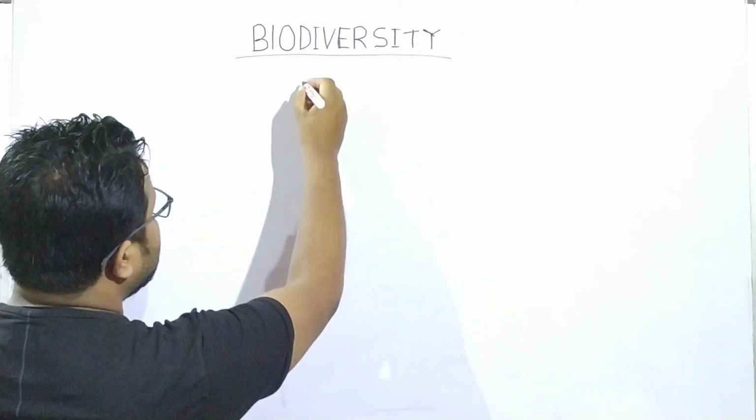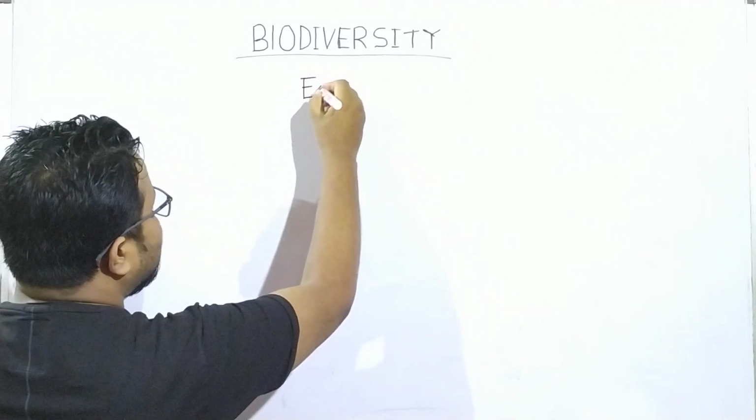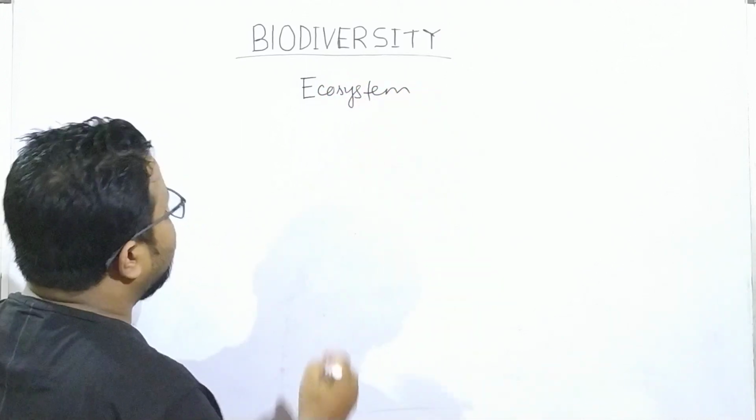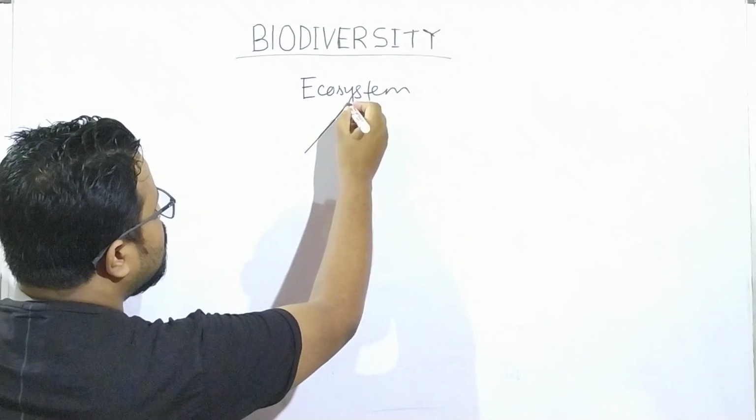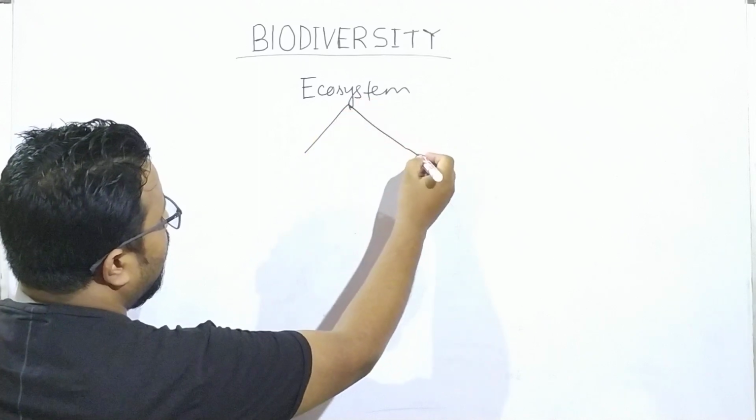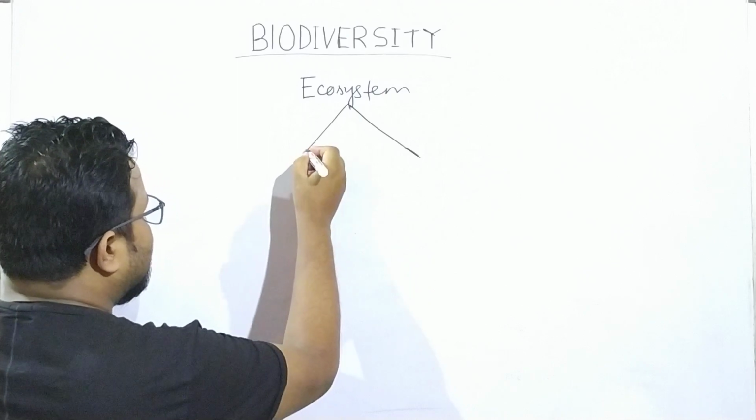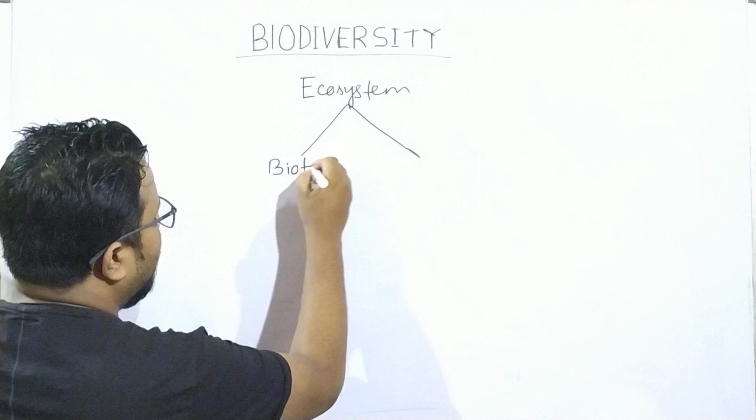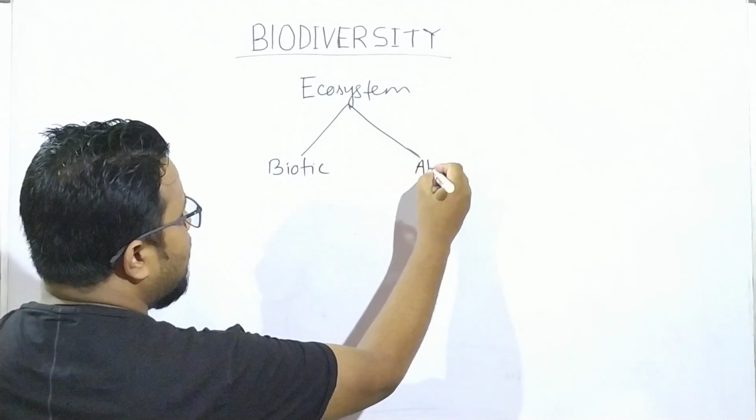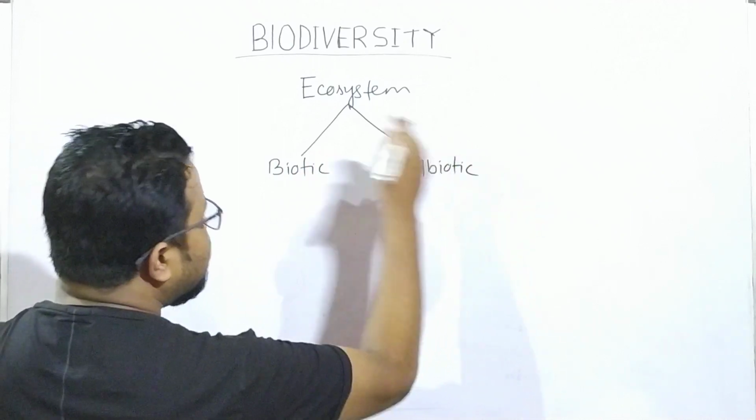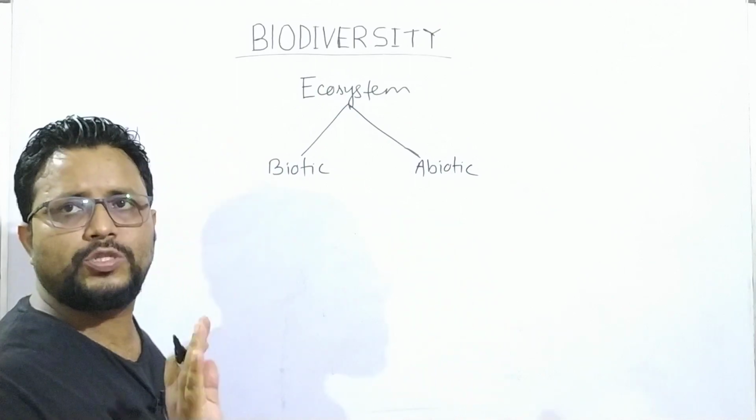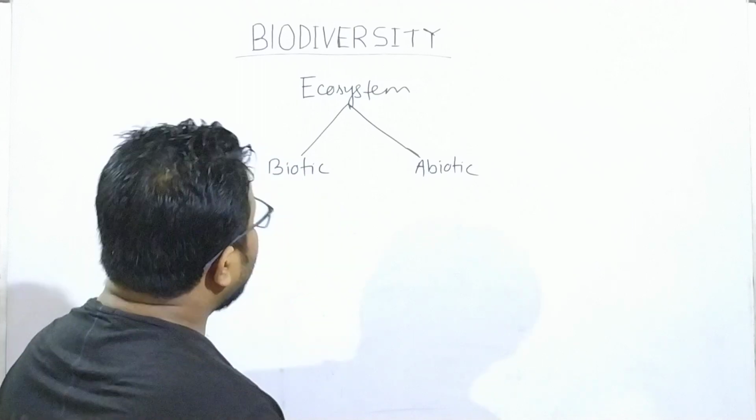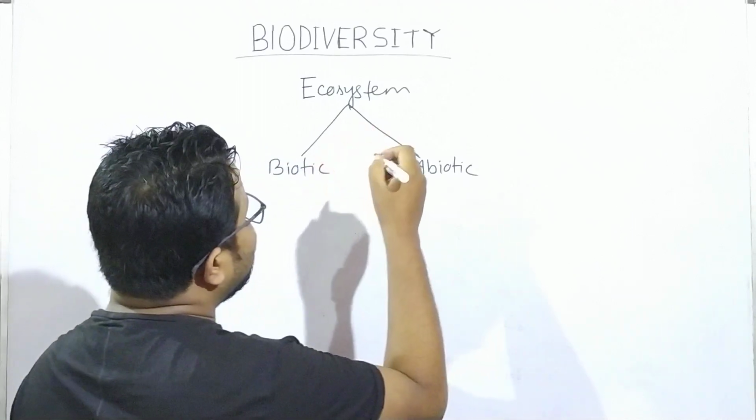Now, what is an ecosystem? Before defining ecosystem, I would like to talk about its types and components. First, an ecosystem has mainly two components. One is called biotic components, and the next one is abiotic components. So an ecosystem has two components mainly: one is biotic components, another is abiotic components.